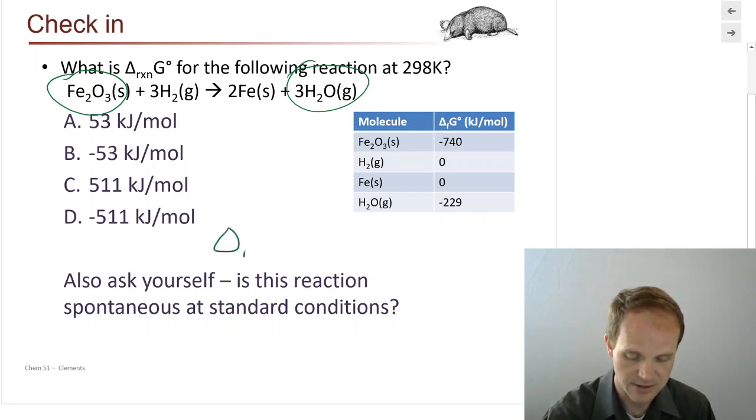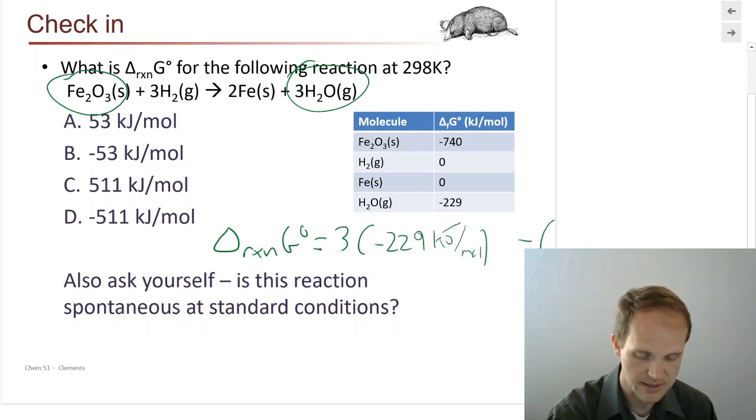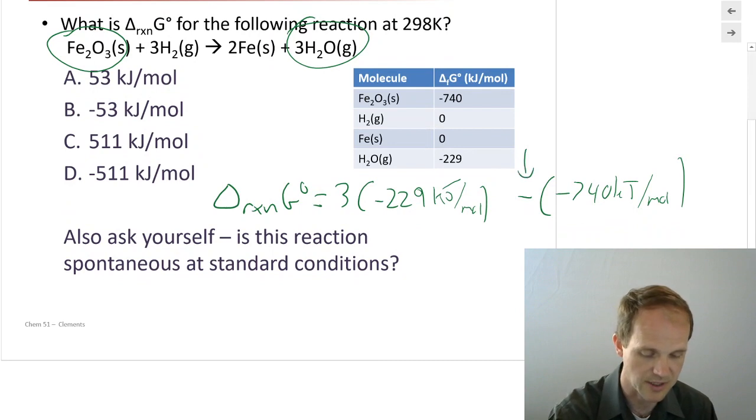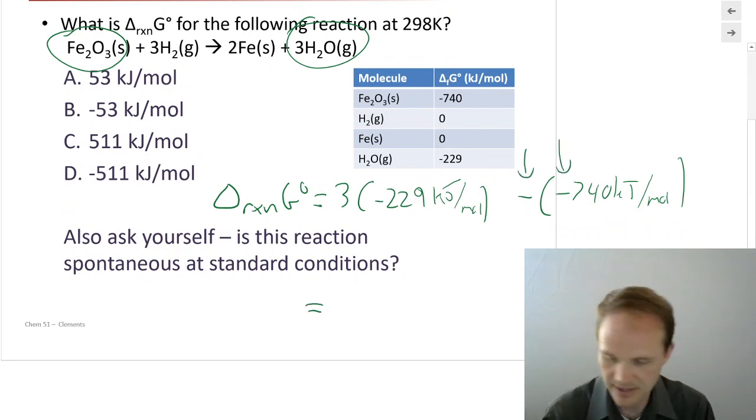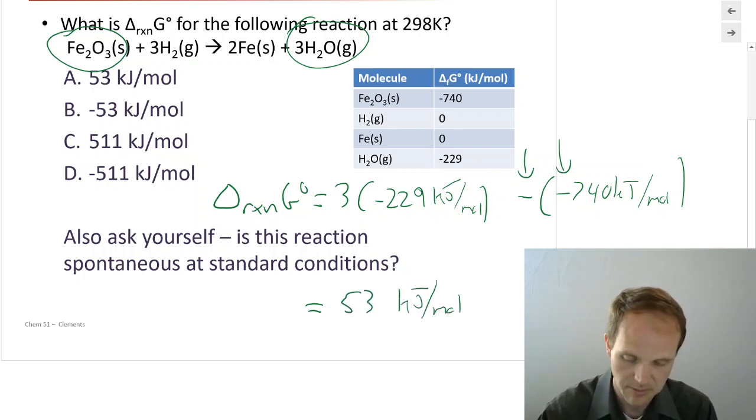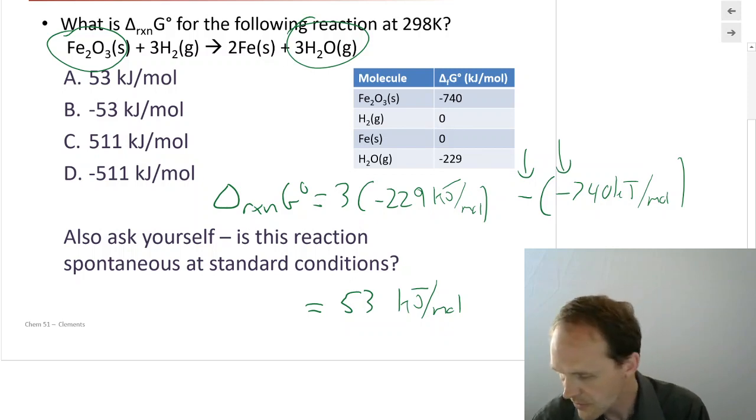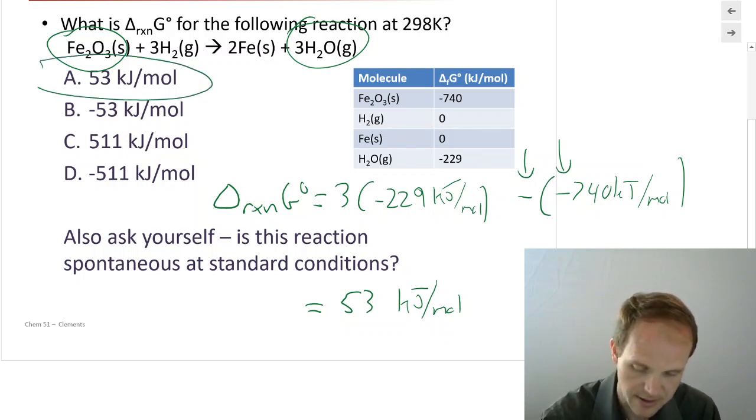So delta G of reaction is going to be 3 times minus 229 kilojoules per mole minus minus 740 kilojoules per mole. Okay, make sure you got that double negative in there, and they cancel out, so you end up with positive. And if you plug that into your calculator, you should get 53 kilojoules per mole, positive value. And you get this one here.